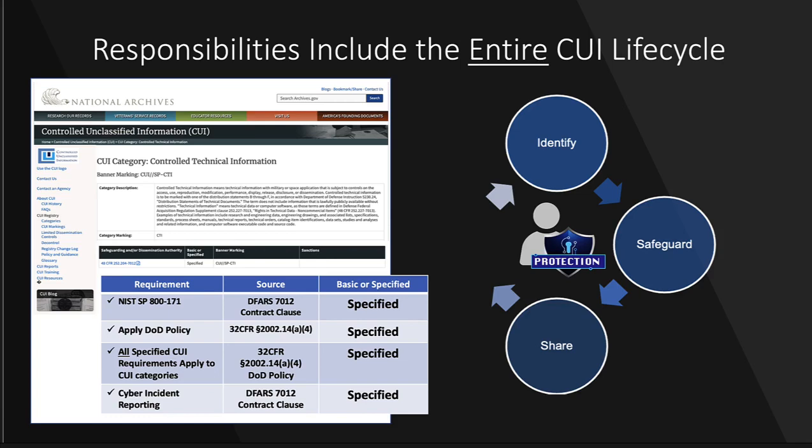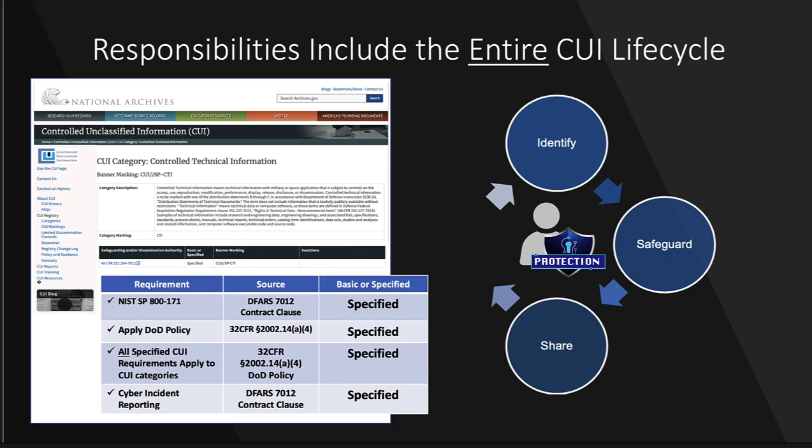DoD policy says that, and so does the 32 CFR says you have to do that as well. And of course, you also have to meet your cyber incident reporting requirements. That's an inherent part of the safeguarding requirements underneath the DFARS 252.204-7012 clause, and that is certainly a specified requirement. So these are the 4 major things that you have to do, but they don't include everything.